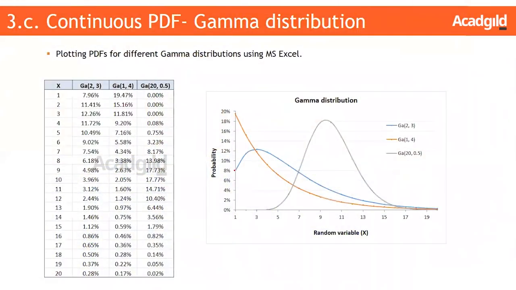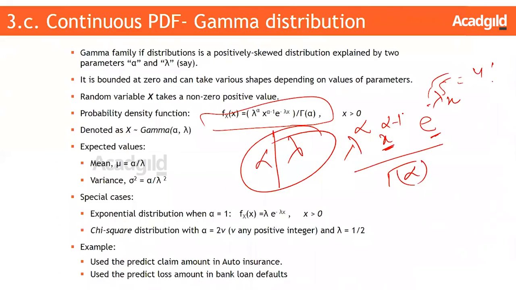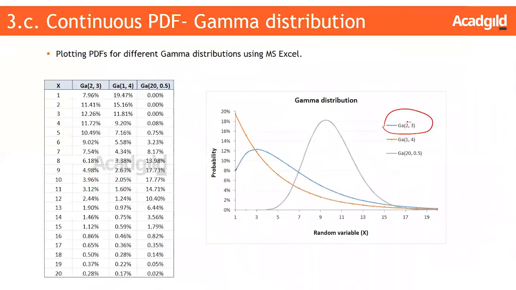But nevertheless, the graph of it would remain a rectangle. But in the case of gamma distribution, that is not true. Let's take a case here. This first case, this blue line, is for gamma 2 and 3. Here alpha is equal to 2 and lambda is equal to 3.